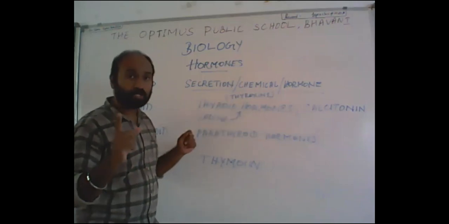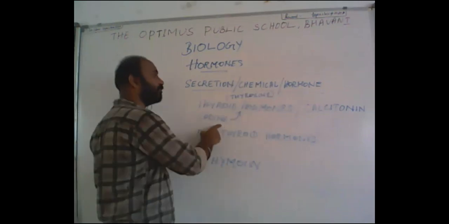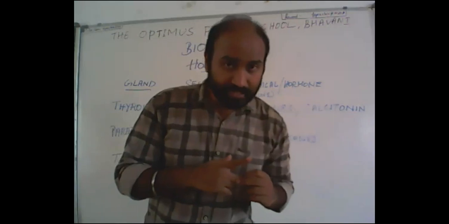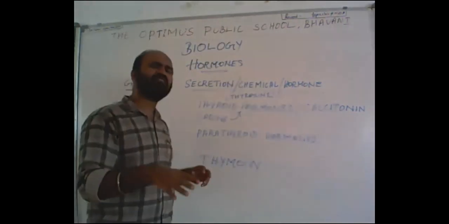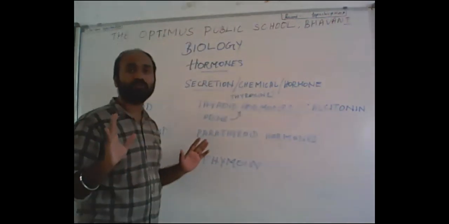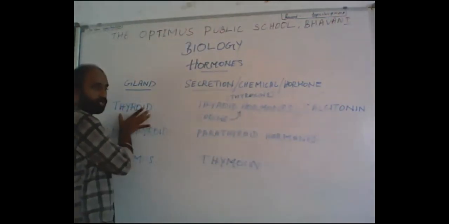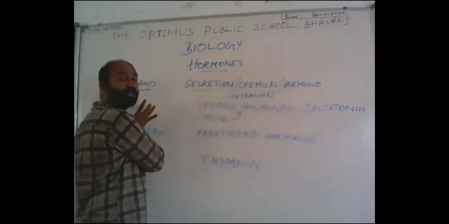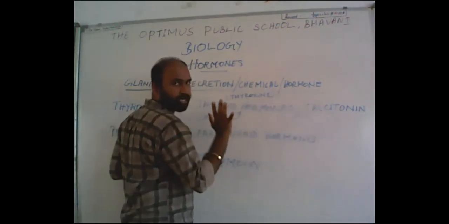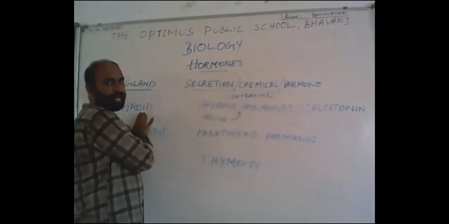I told you about iodine, right? Iodine is needed by one particular thyroid hormone called thyroxine. Another one is triiodothyronine. Those details we are not required to know. What you need to learn is that the thyroid gland secretes thyroid hormones and calcitonin. These are the hormones released by the thyroid gland.